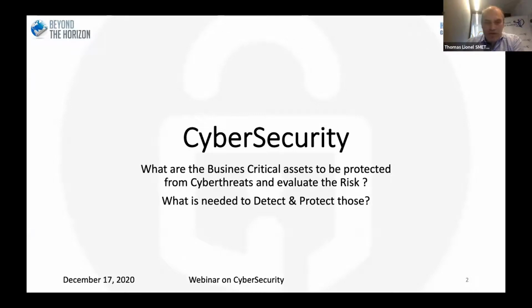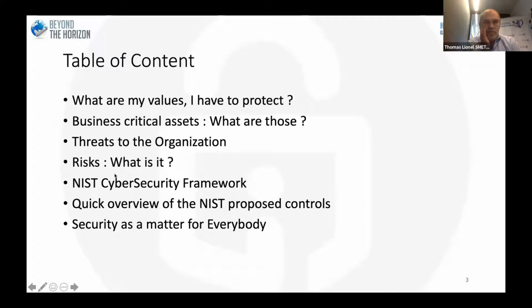What I will talk about is business critical assets to be protected from cyber threats and how to evaluate the risks. Basically, what we will see is what are my values and what have I to protect. How can I define the business critical assets? What are the threats to the organization? Then what is risk? It's a very simple definition, but it's still very interesting to go over basic definitions. So we focus on what we have to protect.